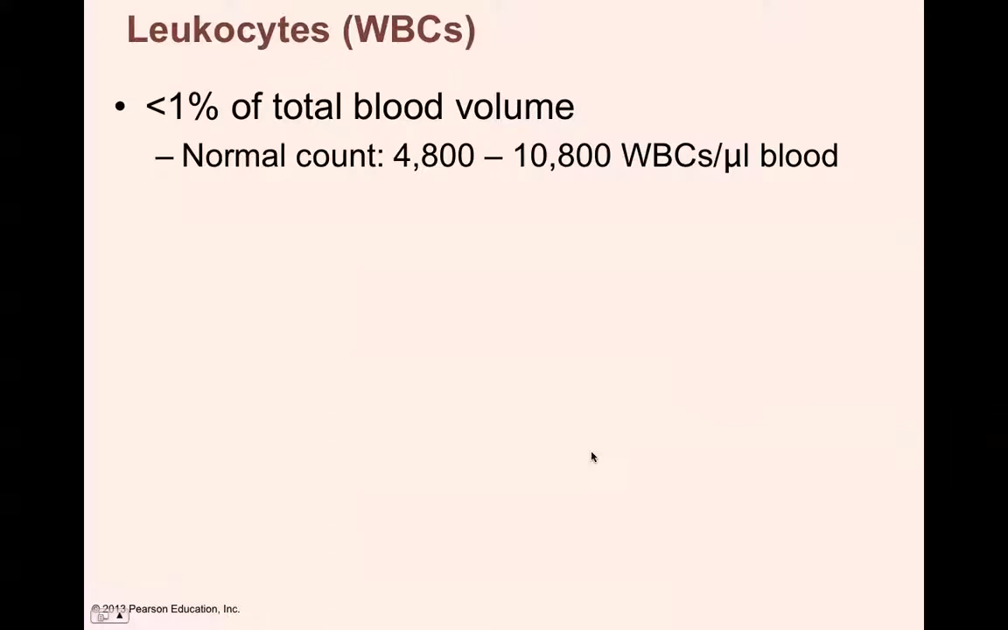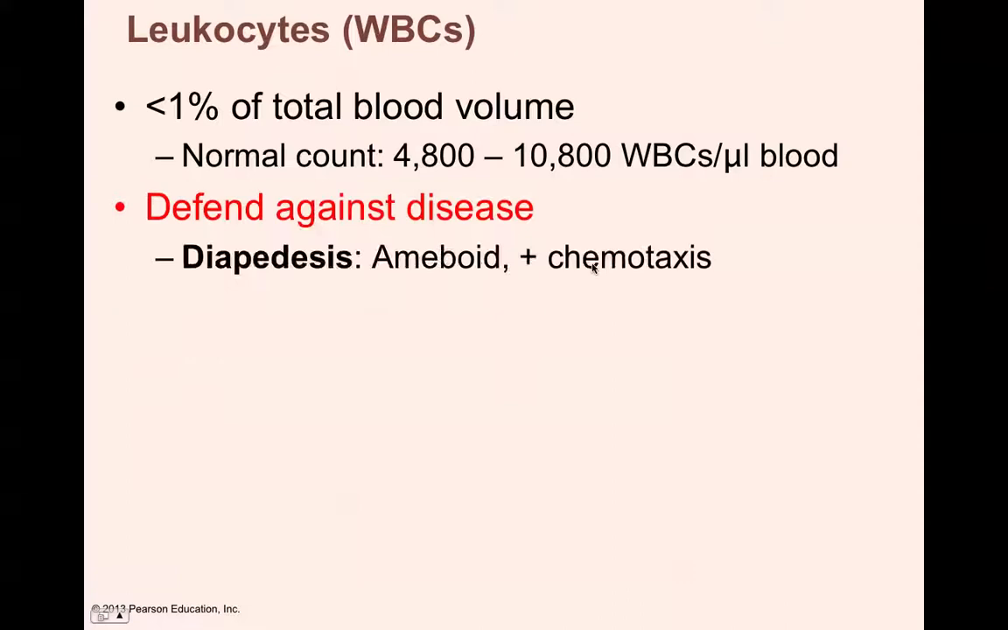Leukocytes. Now we're on white blood cells, or leukocytes. These make up less than 1% of the total blood volume. Normally we have 4,800 to 10,800 white blood cells per microliter of blood. These defend against disease. They have this ability to engage in diapedesis. This was discussed earlier in chapter 20. We talked about the immune system in chapter 21.